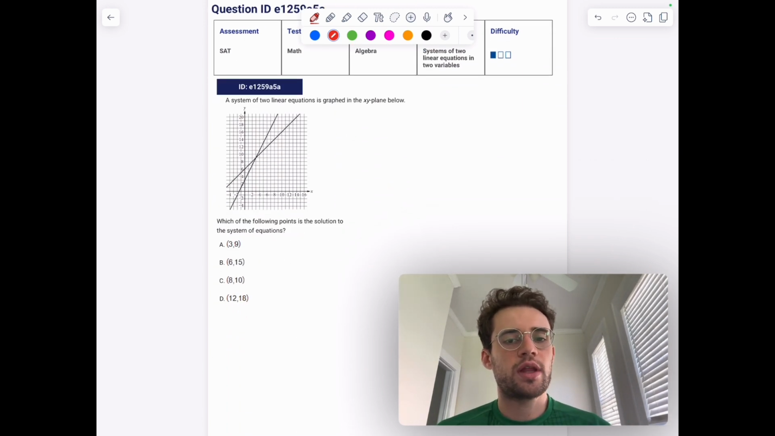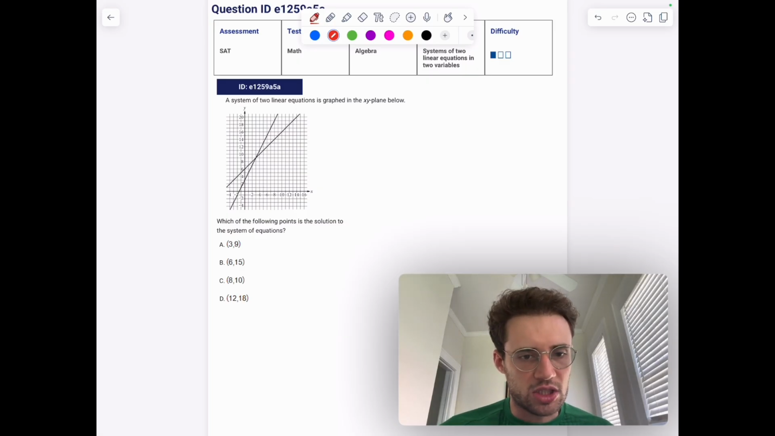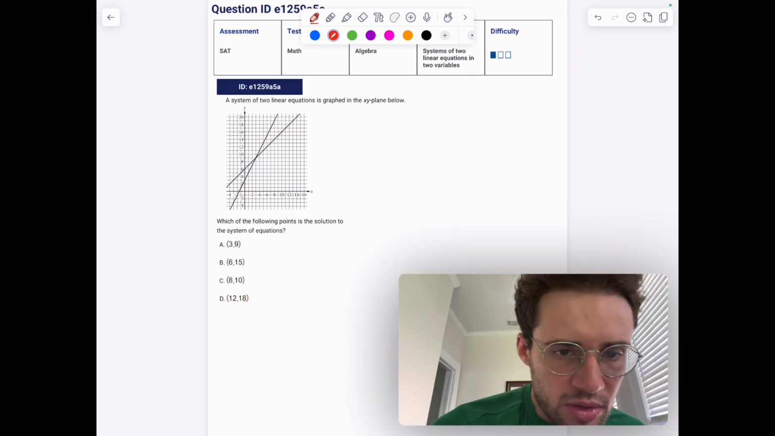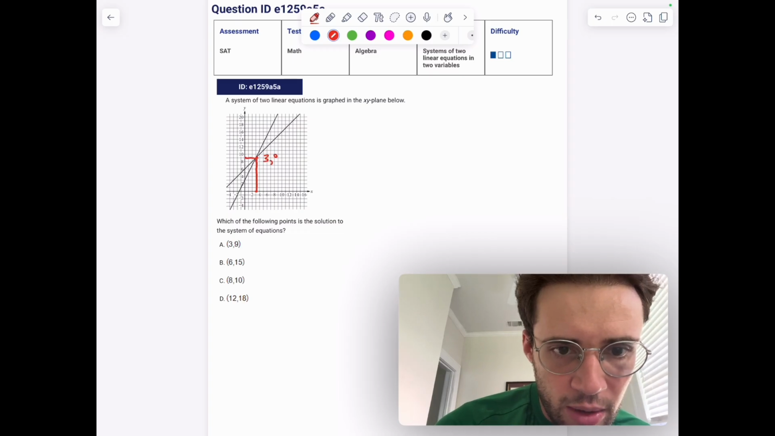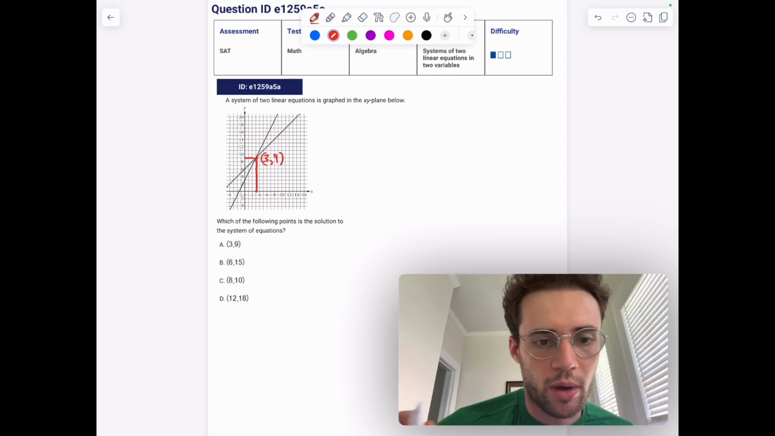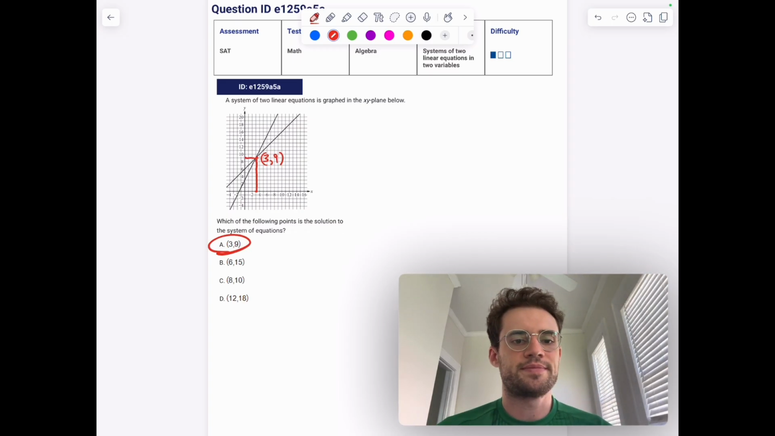A system of two linear equations is graphed in the xy plane below. Which of the following points is the solution to the system of equations? So we just want to find this point where these two cross. You can see it's 3 over and 9 up. So that would be 3 comma 9, right? You write the x-coordinate comma the y-coordinate, and that is point A.